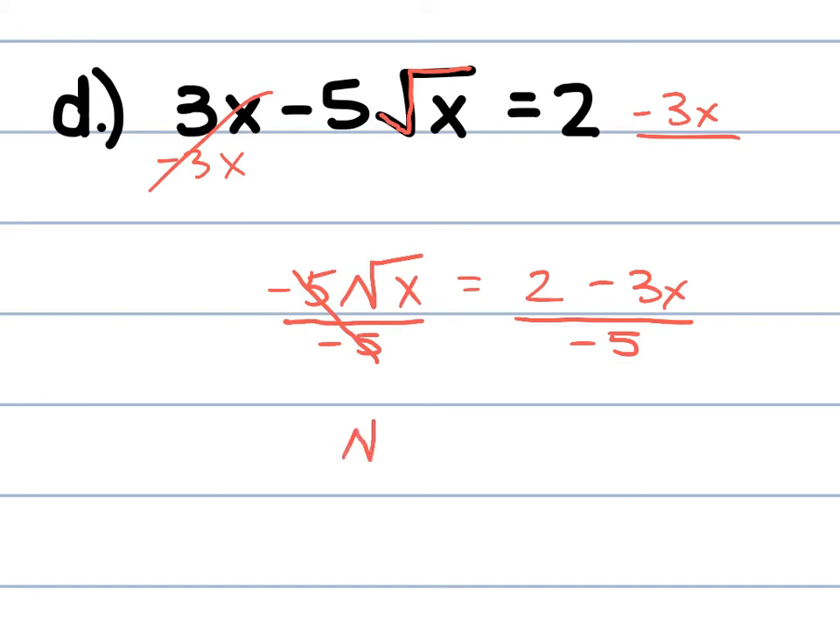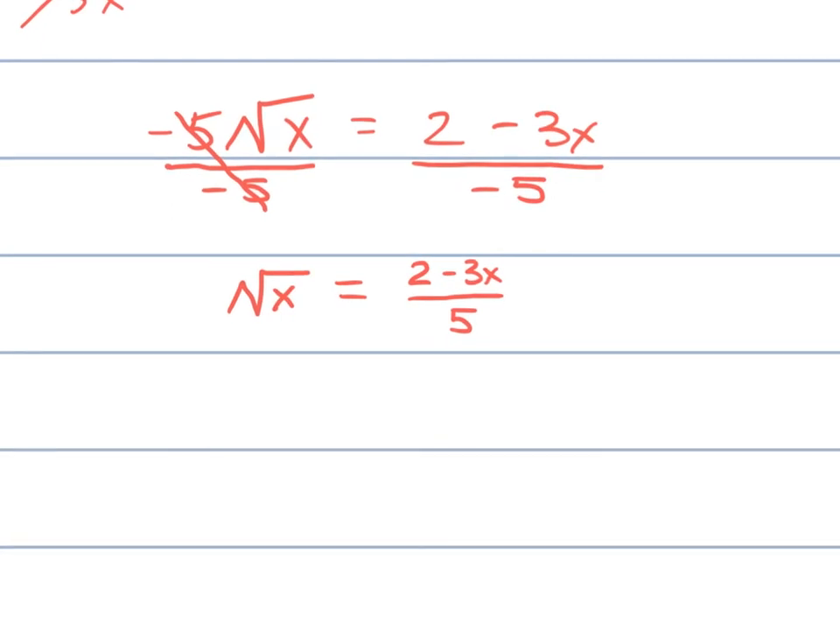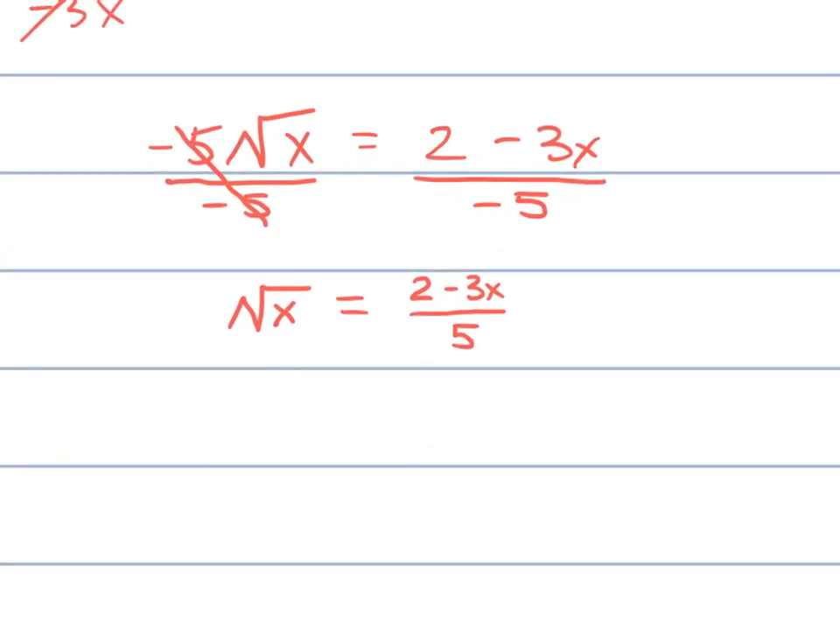It's just a bunch of people shooting stuff out all at the same time. So we've got 2 minus 3x over 5. Isn't it negative? Oh yeah, it's a negative 5, sorry. So square, what are we doing? Square rooting or squaring? So we're going to square both sides.